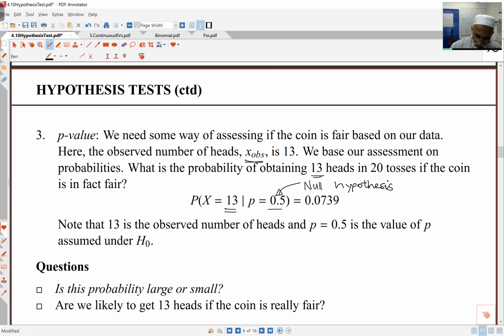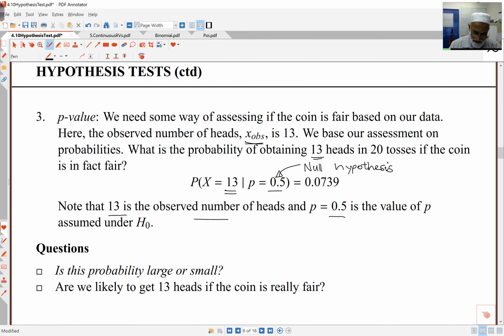Because obviously to compute the probability I require some value for P, and we pick it from the null hypothesis value. So the problem is, 13 is what we observed, and P is the value from the null hypothesis. The question will be, is this probability large or small? And that's something we have to decide. In other words, are we likely to get 13 heads from a fair coin?